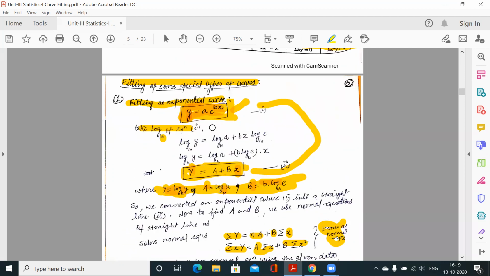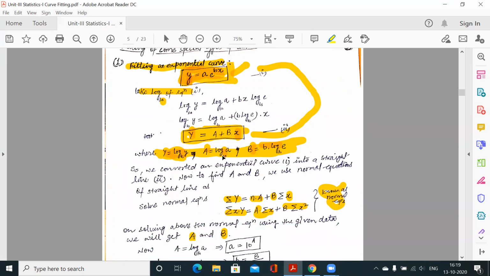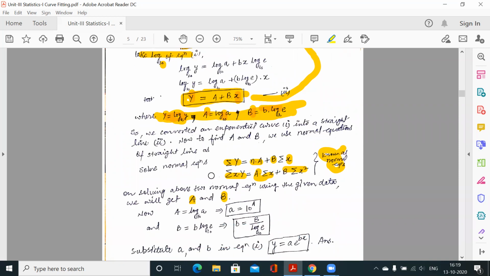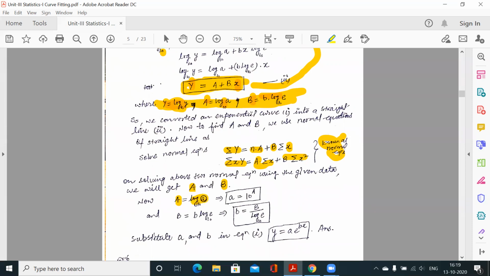Now, but our objective was to find small a and small b, and we know the relation between small a and capital A, small b and capital B. So after solving these normal equations, we get capital A and capital B. Now we substitute them here. Capital A is log a. So by taking the anti-log, small a is equal to 10 to the power A, because this is a base 10 log. Similarly, capital B is equal to b log e. So small b is equal to capital B divided by log e.